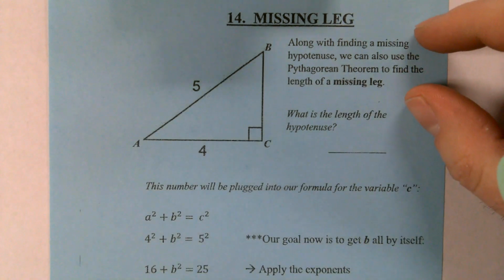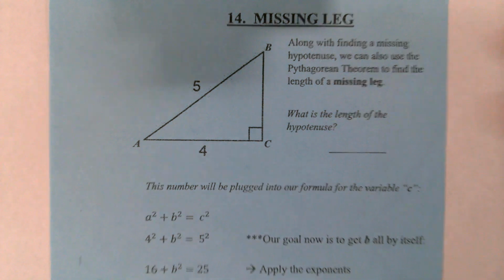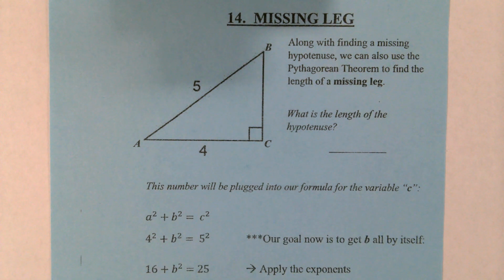Can I get someone to read this quick little sentence here? Jordan, go for it. Along with finding a missing hypotenuse, we can also use the Pythagorean theorem to find the length of a missing leg. Perfect. So, thank you, Jordan.